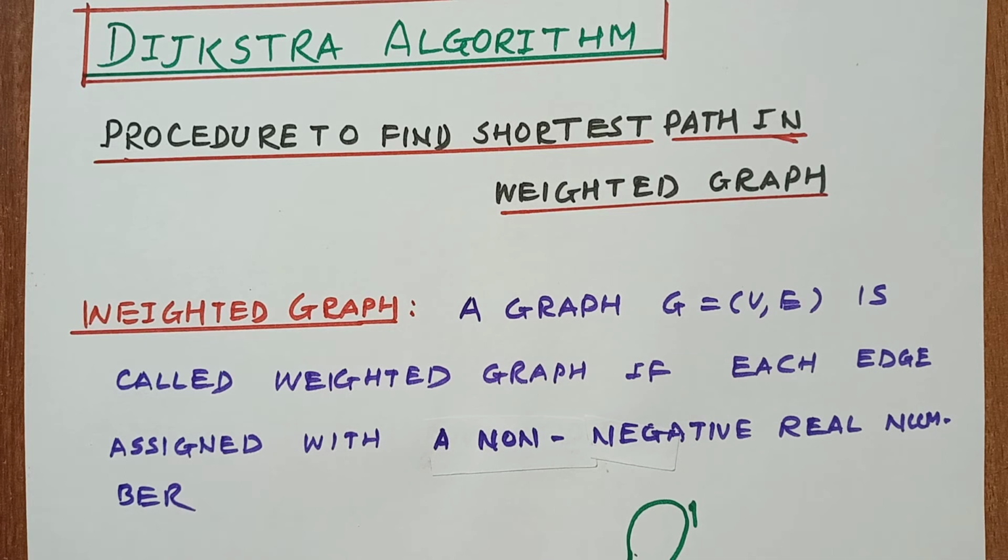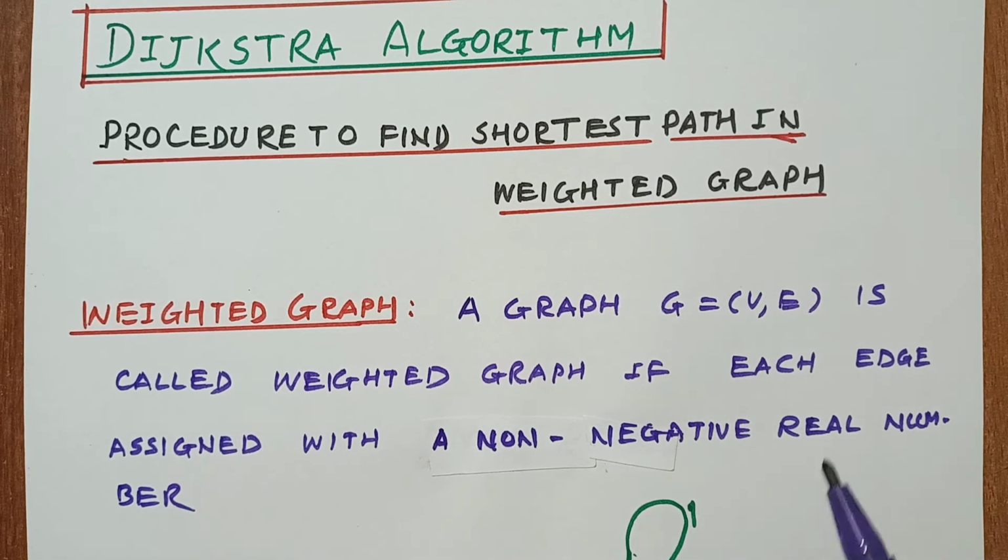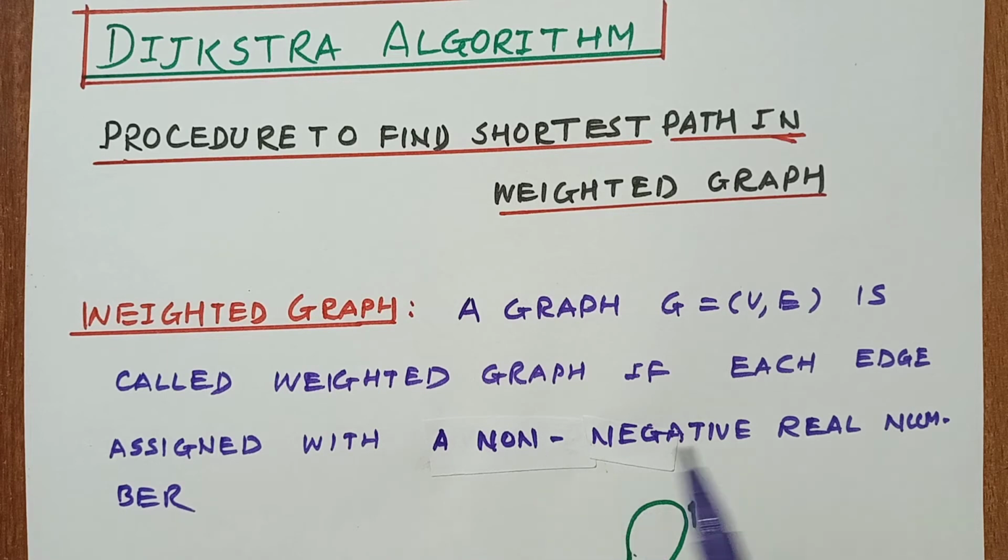Dijkstra algorithm. Procedure to find shortest path in weighted graph. Okay, so we will discuss this algorithm. So first we explain weighted graph. What is a weighted graph? A graph G = (V, E) is called a weighted graph if each edge is assigned a non-negative real number.